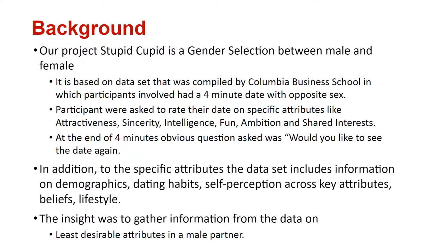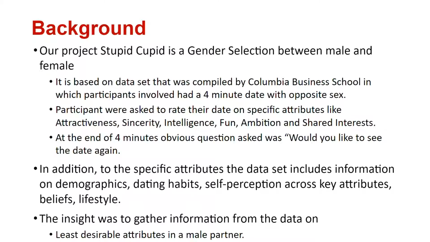Basically, our background is that we're going to do a gender selection between a male and a female in machine learning data that tells the attractiveness or the matching between a male and a female. The data was compiled by Columbia Business School, and the participants had about a 4-minute interview. The data consisted of attractiveness, sincerity, intelligence, fun, ambition, and shared interests. The goal is to see how they are matching, if they like the opposite sex or not.